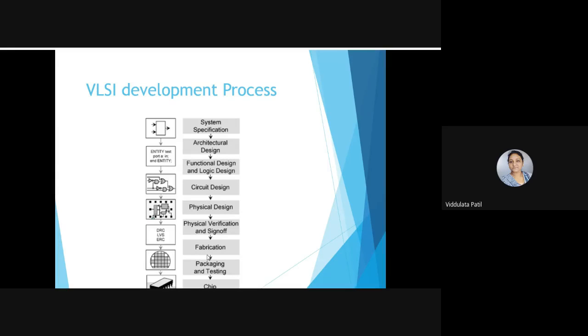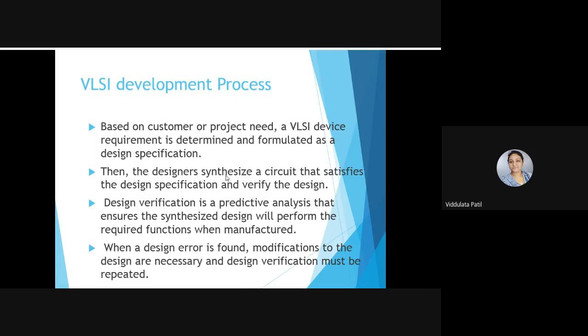And once this chip is fabricated, there is packaging of that chip, and then testing of that. And then you get the finalized result, that is the IC or whatever chip that you have designed. Okay, so these are the different steps when we are going for the development of any circuit. So let us discuss this process.